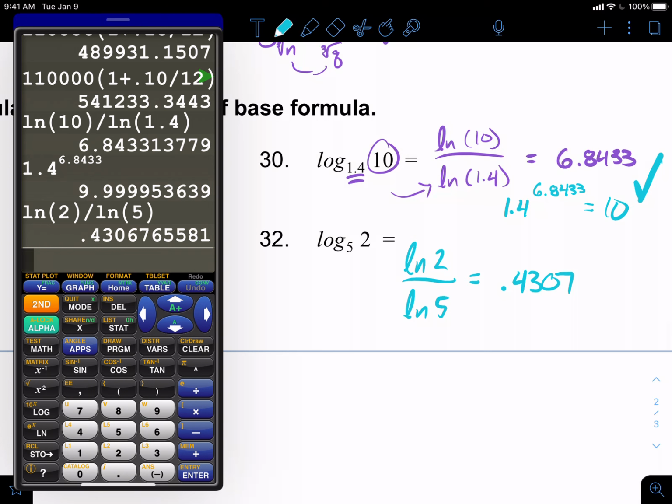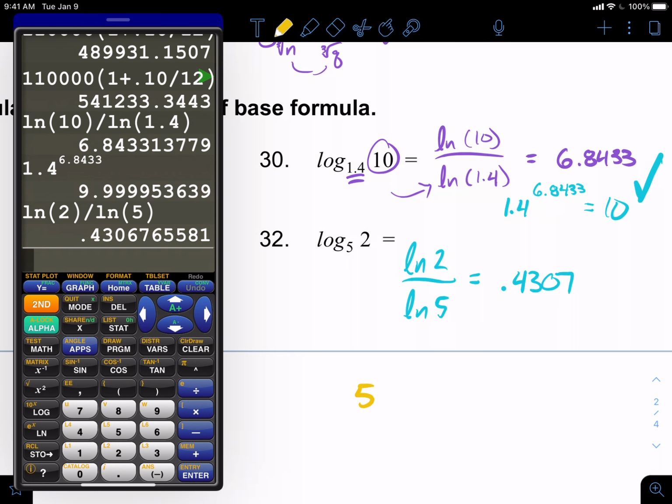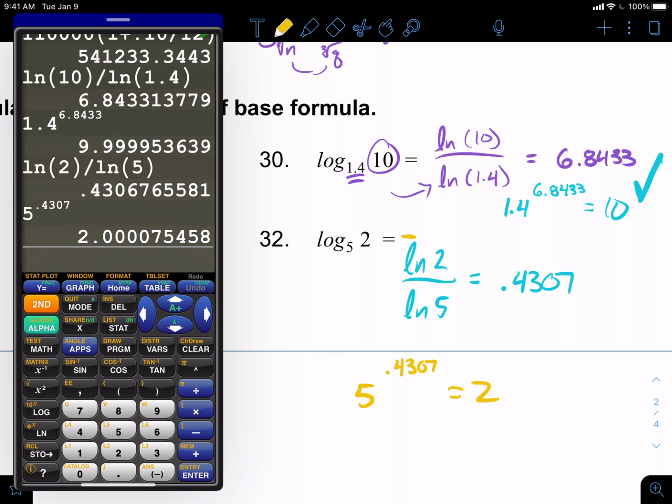So again, if you wanted to check, and it's not mandatory that you do check, but on your test, I would recommend it. 0.4307 to that power, the one we just found, should equal 2. So checking that, 5 to the 0.4307, oh my gosh, we are darn close to 2.